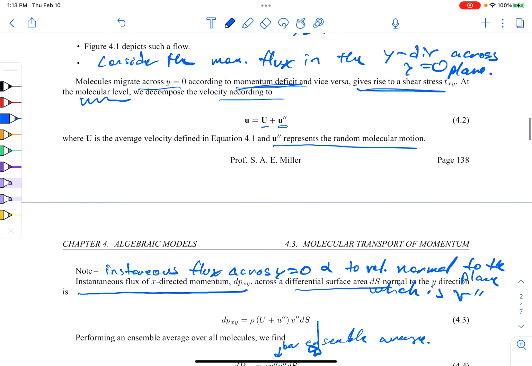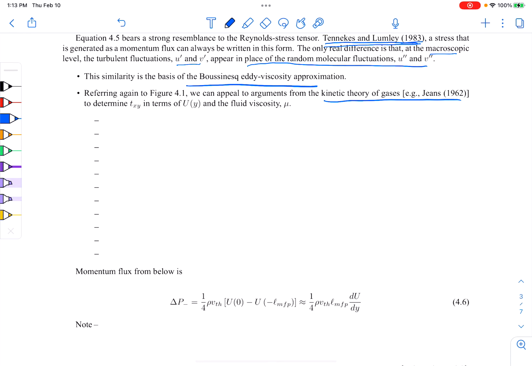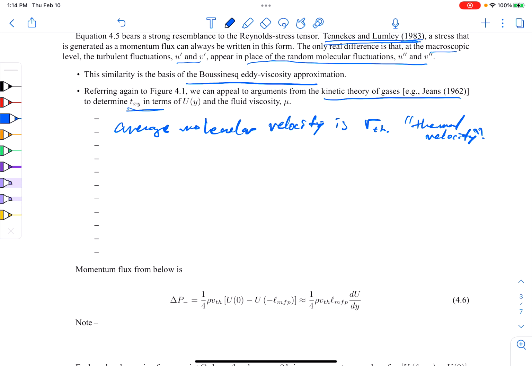So if we look back at figure 4.1, just to remind you, you have it on the printout in your notes too, we'll try to use gas kinetic theory again and find Txy in terms of the velocity gradient and the viscosity mu. So we'll note that the average molecular velocity is something like V sub TH, which we'll call the thermal velocity. Why? Because it's related to the velocity of the gas, which increases with increasing temperature. And we see that in a general gas it goes as about 4/3 times the speed of sound, 4/3 c.